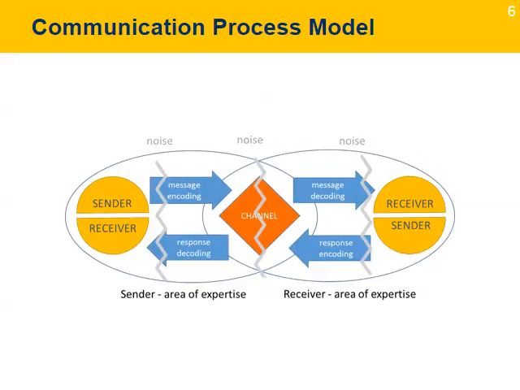In this communication model, noise occurs at various points that might distort or change the original intent of the message. Noise when encoding the message. Noise when using the channel to send the message. And noise when decoding the message. Noise in communication refers to the factors that influence the preparation, transmission, and interpretation of a message.